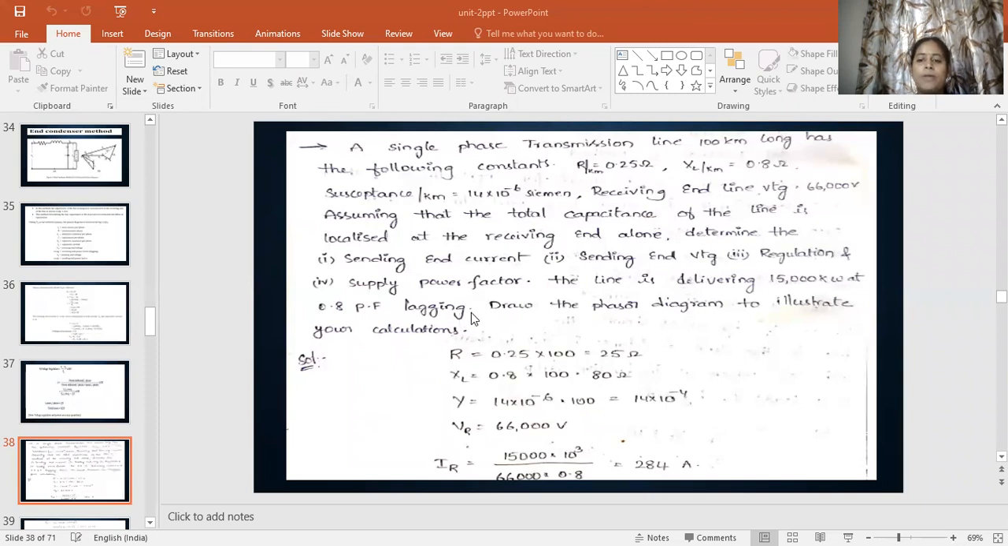This is the problem. First of all, from the problem, the given data is the resistance value per kilometer, and the length of the transmission line is 100 kilometers long. So we can calculate up to 100 kilometers, so that value can be multiplied with 100. R equal to 0.25 into 100, that is equal to 25 ohms. XL value per kilometer is given, and for the transmission line we can calculate for 100 kilometers long, so that value also can be multiplied with 100, and we get 80 ohms.